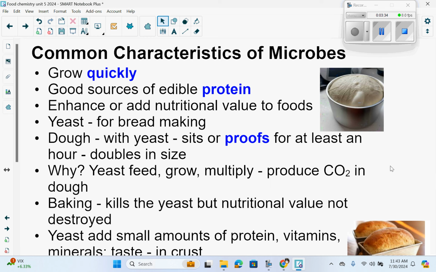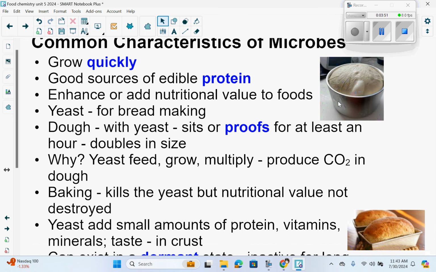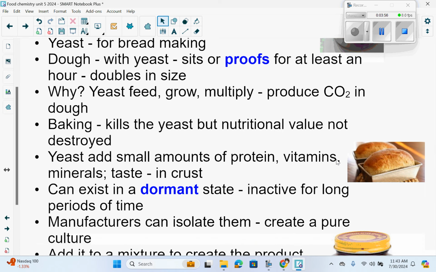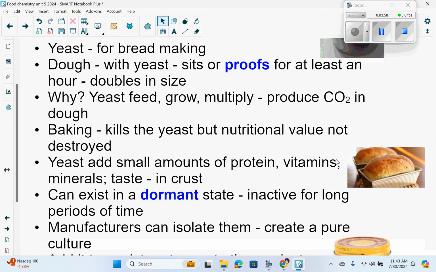Yeast is also used for bread making. The dough with yeast needs to sit, or proof, for at least an hour, and then it doubles in size. Why does this happen? Because the yeast feed, grow, and multiply, and then produce carbon dioxide in the dough. Now, when you bake it, this will kill the yeast, but the nutritional value is not destroyed. Yeast will add small amounts of protein, vitamins, and minerals, and the taste of it will be right here in the crust.